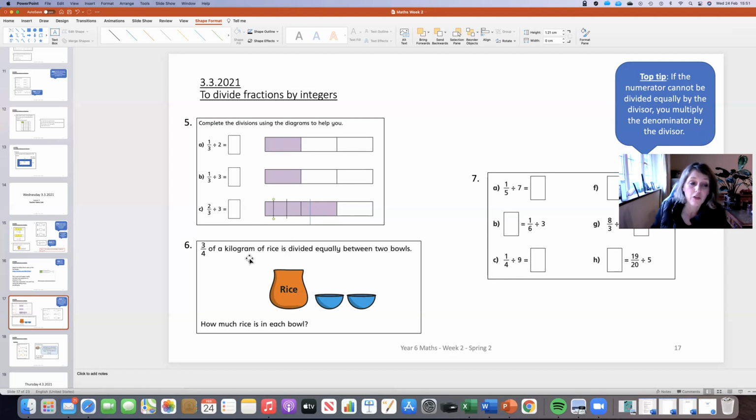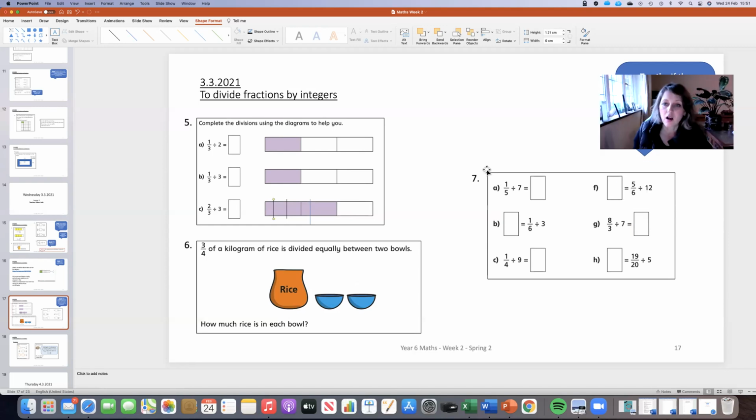Here, you've got 3/4 of a kilo of rice, and you need to divide that equally between 2 bowls. So 3/4 divided by 2. Or you could say, what is half of 3/4? How much would go into each bowl? Fabulous. These questions here are simply calculations similar to this. If it helps you to draw them out, you can do that. This one here, you can see that it's the same equation, it's just you've got the answer at the beginning.